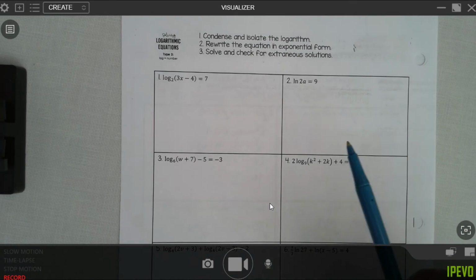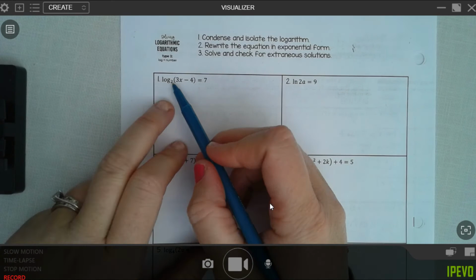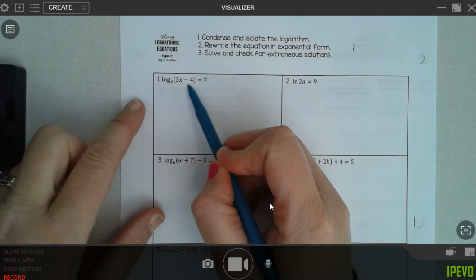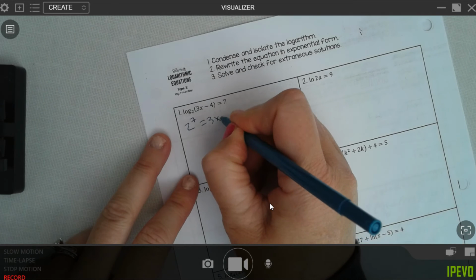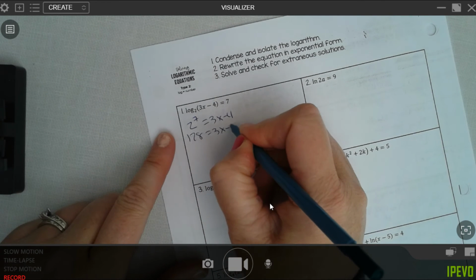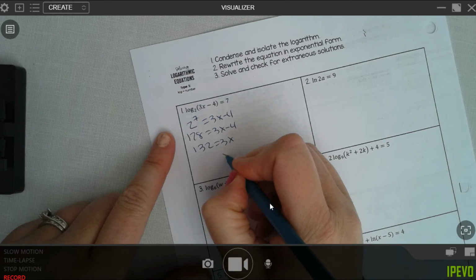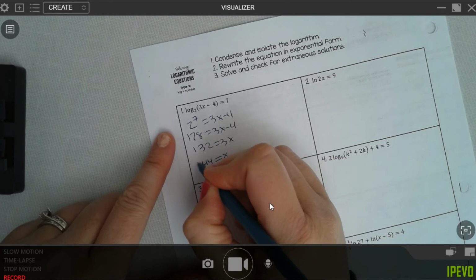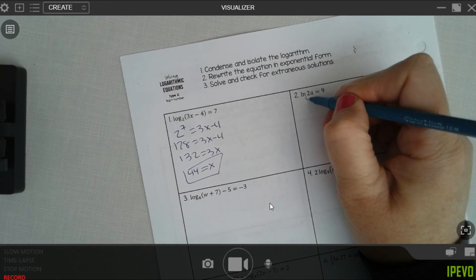So this type right here, we're going to use the rewriting rule. So once we have the log on one side and the number on the other, we're going to rewrite. So remember, rewriting is 2 to a power of 7 equals this, and we just solve. 2 to a power of 7 equals, so that's 128. Add my 4, and divide my 3. And you can always plug these back in to check. That one does work.